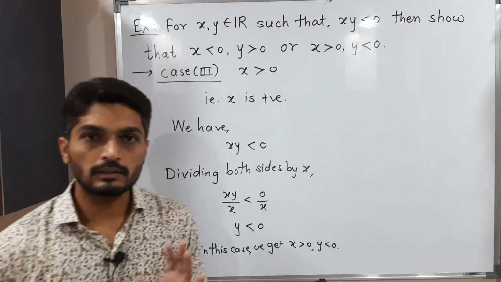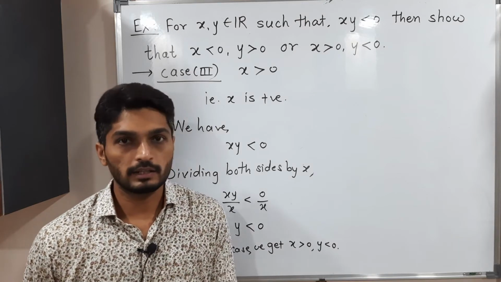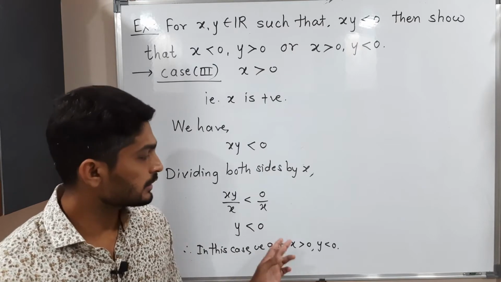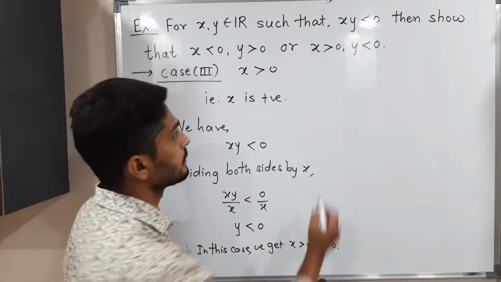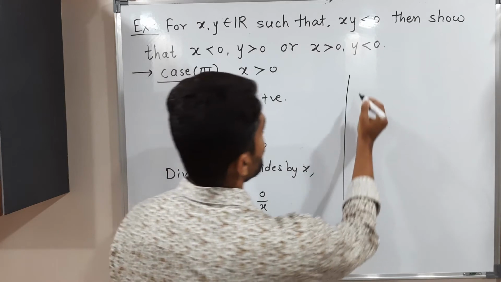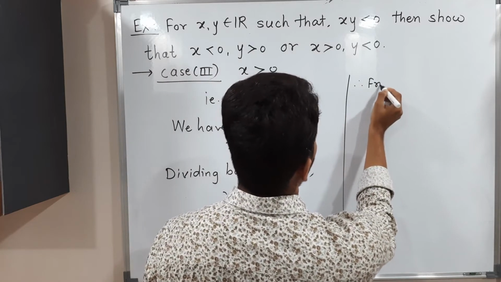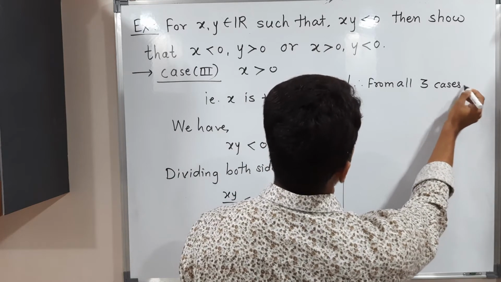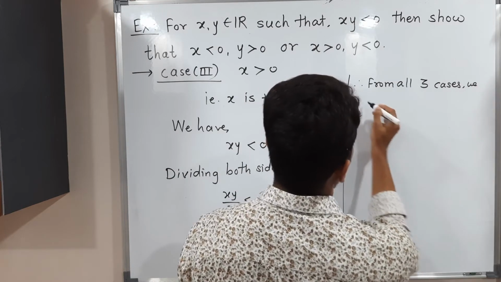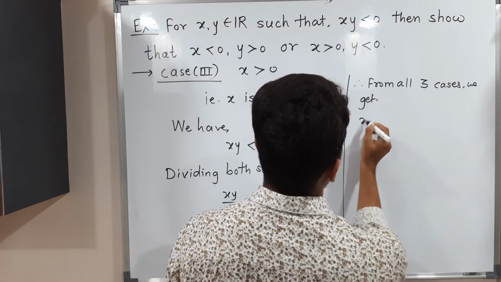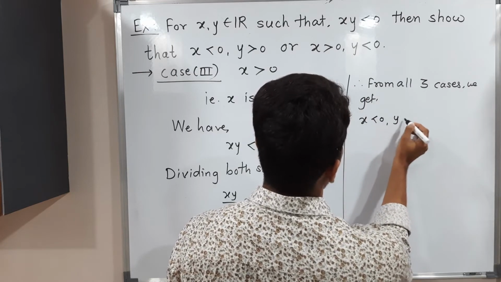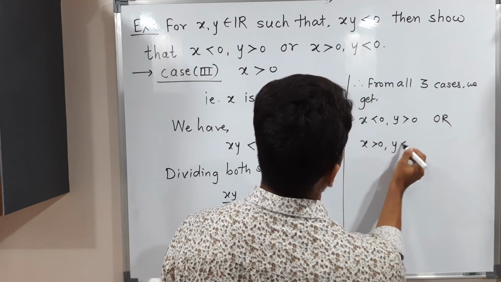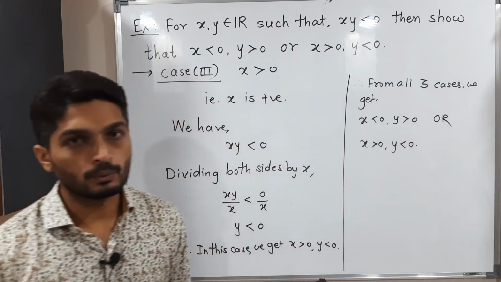In second case, you remember now our first case it fails, okay. Second case x less than 0, y greater than 0, and the last case x greater than 0, y less than 0. So therefore, from all three cases we get x less than 0, y greater than 0, or x greater than 0, y less than 0. So in this way we proved, okay.